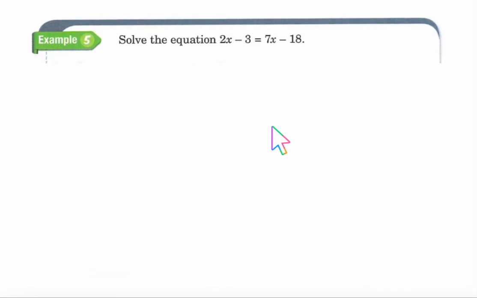Take a look at example 5 from your book. Solve the equation 2x minus 3 equals 7x minus 18. So go ahead and pause the video, try it on your own first.